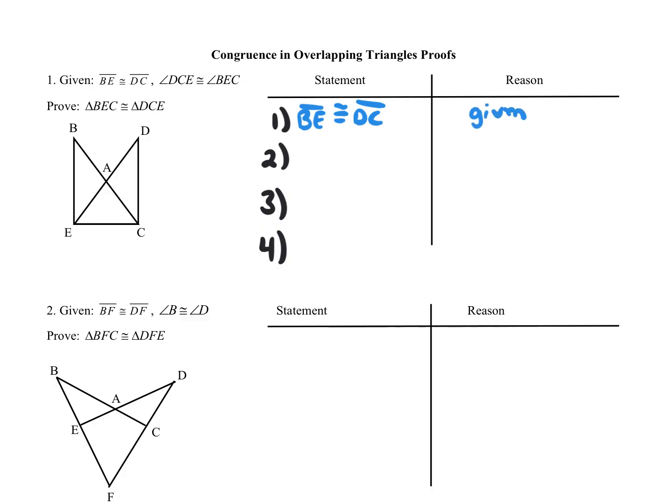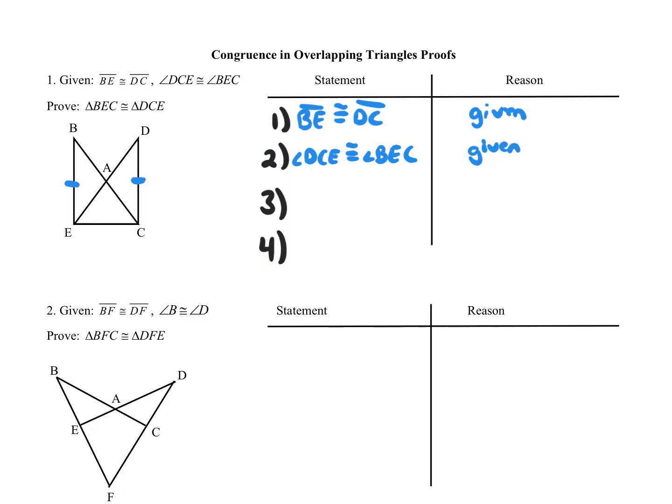Okay. Is our picture marked? No. So you want to make sure you mark the picture with whatever information you have. So we know BE is congruent to DC. What would our second statement be? Angle DCE is congruent to angle BEC. Yeah, it's that other given statement. So we know angle DCE is congruent to angle BEC because why? It's given to us. Good.